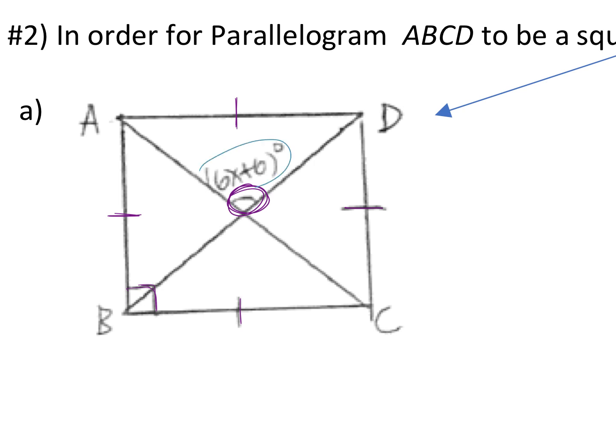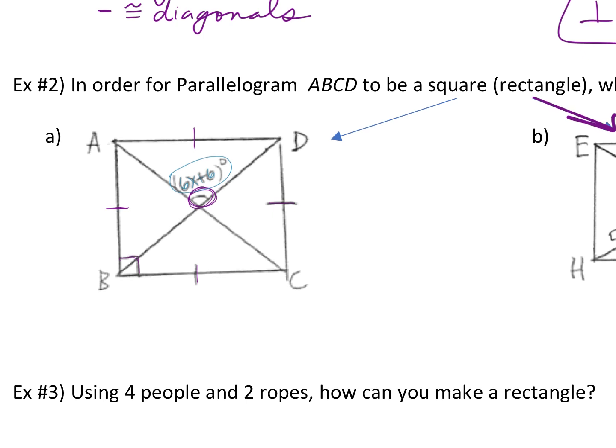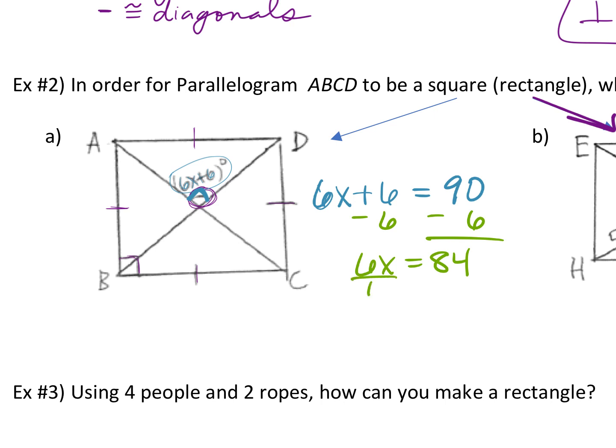But then they give you this 6x plus 6 right here. And Max just said, and he's correct, that angle has to be 90 degrees if it's going to be a square, right? So if I want to solve for x, this is 6x plus 6. I need to set that equal to 90, right? It has to be a right angle if it's going to be a square. So you set it equal to 90. How do you solve that? Take away 6. So 6x equals 84, and then divide by 6. So x is 14.